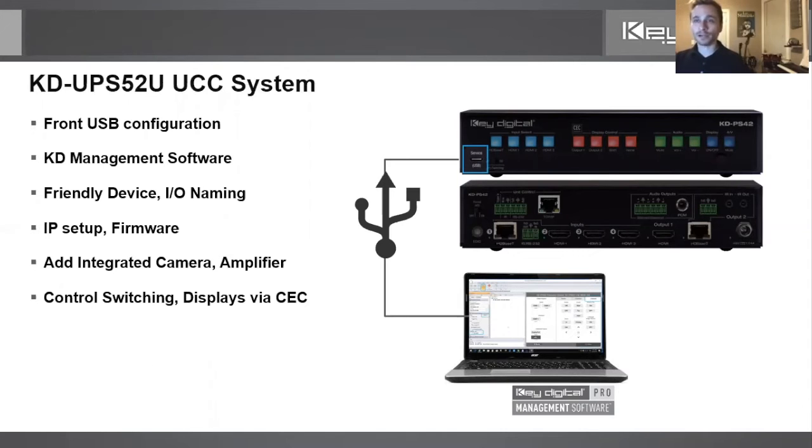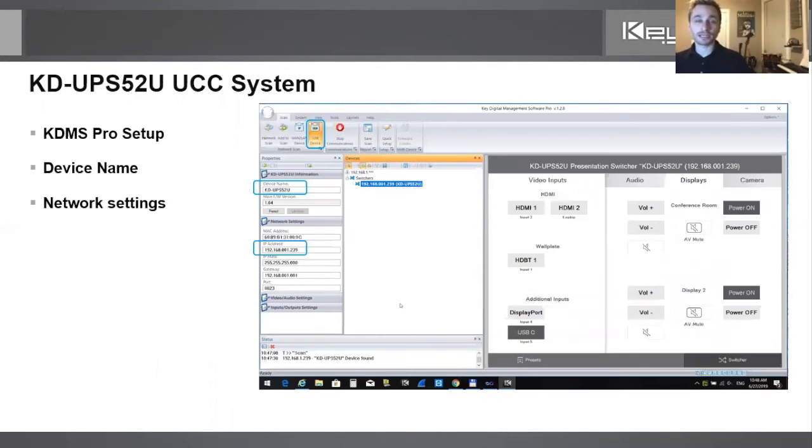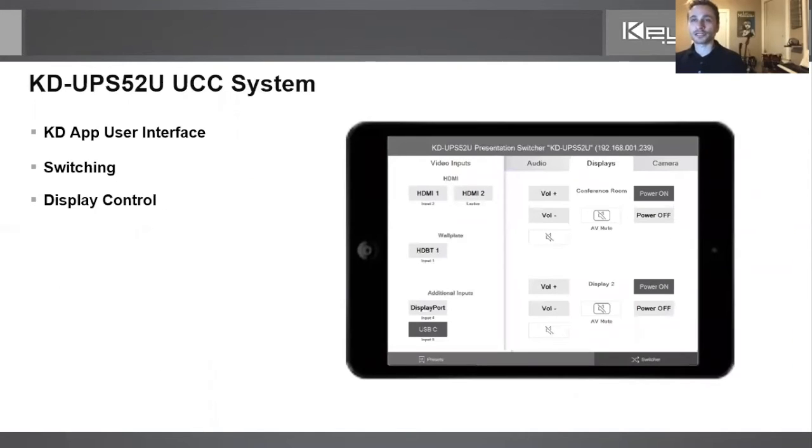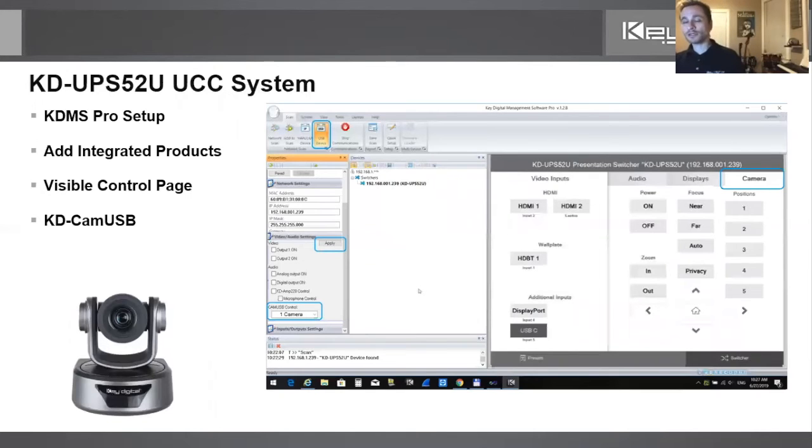When you open up the box to set it up, you enter a name because you may have multiple units on your network. You set your desired IP address. You're going to now have the GUI for video switching, or you could add those integrated products like our camera.